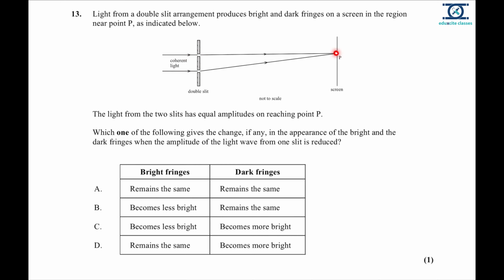Now let us say the amplitude of the light is reduced here. So at this point, let us say it is a bright fringe. Bright happens when they are meeting at the same point, crest with crest. So let us say this is the reduced amplitude and this is the actual amplitude before reducing. Initially they both were like this, so we were getting more brightness, but now one is reduced, so the brightness will become less. So this is incorrect, this is incorrect.